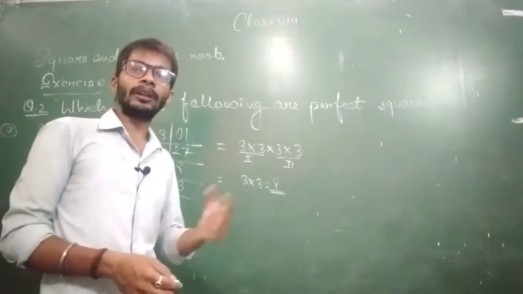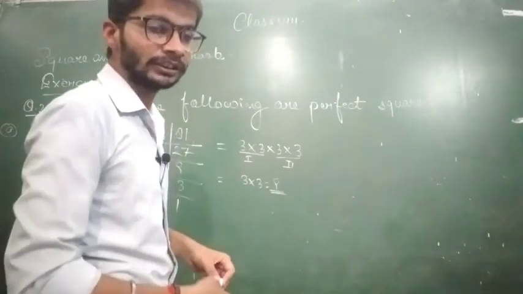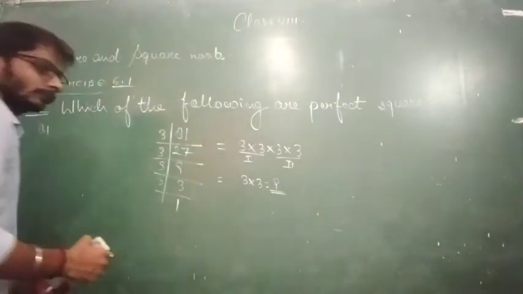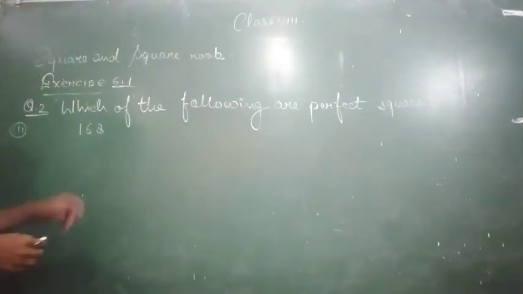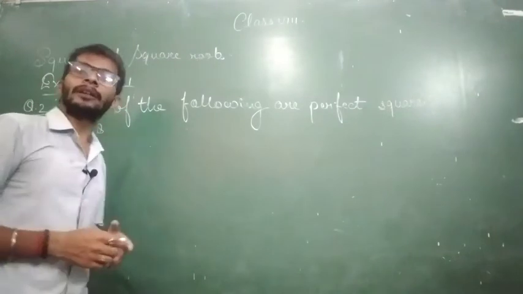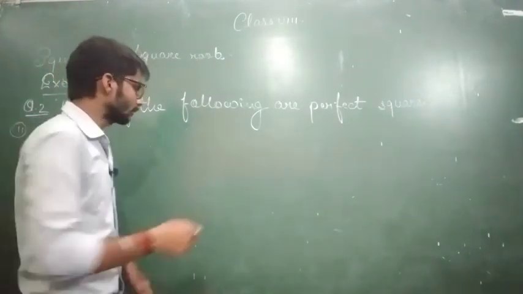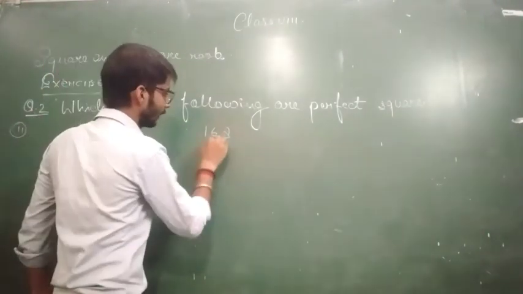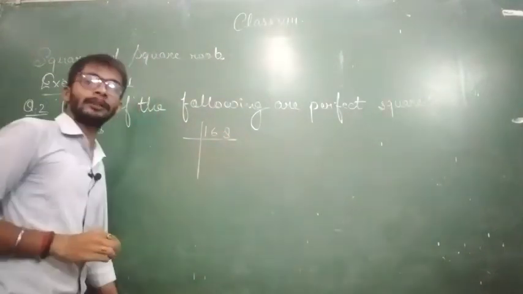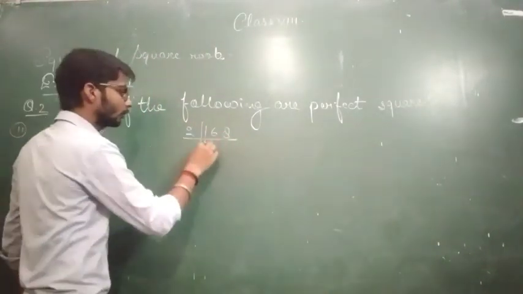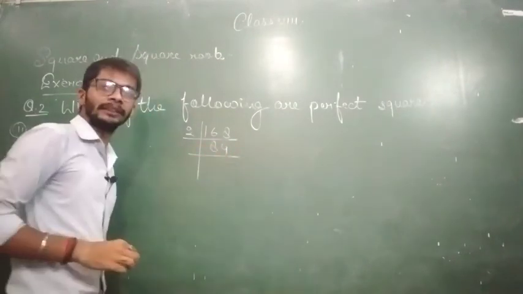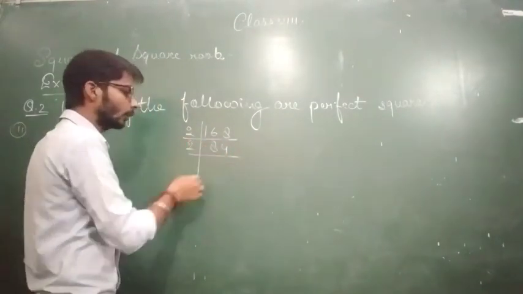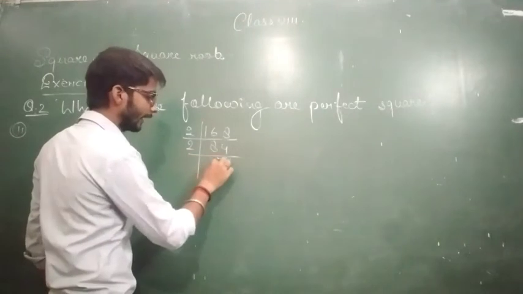Now come to the next part of this question. This is 168. Here we have the value 168. First we have to find out the factors of 168. So we will write 168, which is an even number. First we will divide it by 2, and we get 2 eights are 16 and 2 fours are 8. Now again 84 is an even number, so we will divide it by 2, and we get 2 fours are 8 and 2 twos are 4.